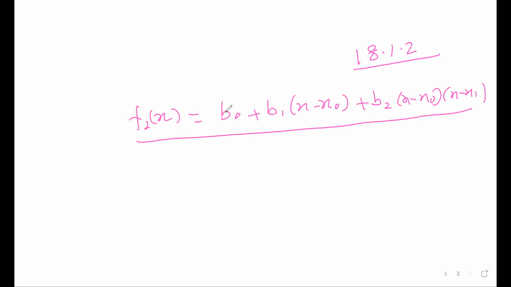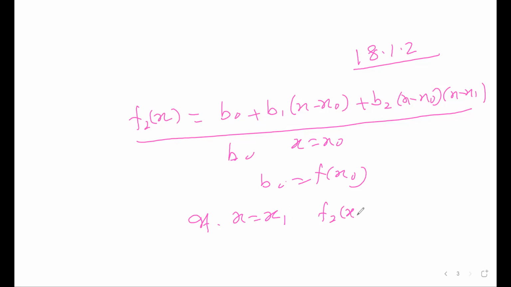Okay, how to find b0? If we put x equal to x0, then b0 equals what? b0 is f of x0, isn't it? And b1 equals? If we put x equal to x1, then f of x1 minus f of x0, that is b0, divided by x1 minus x0 equals b1, isn't it? Yes, sir.